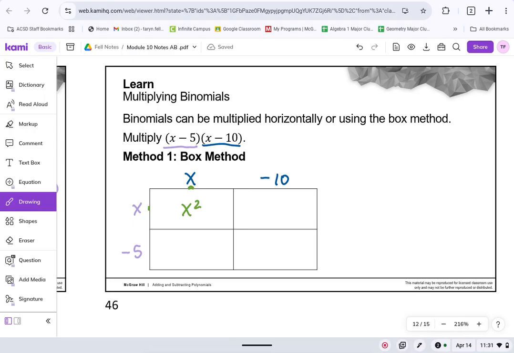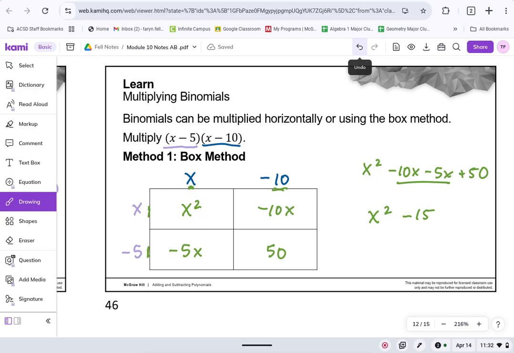When I take x times the negative 5, I would get negative 5x. I take x times negative 10, I get negative 10x. And if I take negative 10 and negative 5, I would get positive 50, because a negative times a negative is a positive. Again, when I write out what I have, x squared minus 10x minus 5x plus 50, I then get to combine like terms. So x squared minus 15x plus 50 is what my new polynomial becomes.